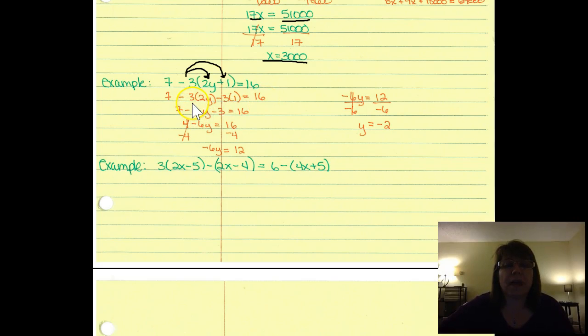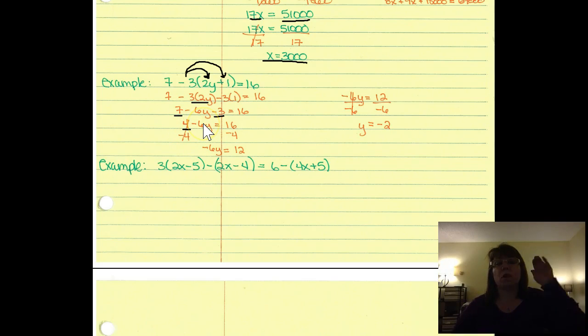Do a little bit of the math. Negative 3 times 2y is negative 6y. Negative 3 times 1 is just negative 3. I'm going to combine the 7 and the negative 3. That gives me a positive 4.